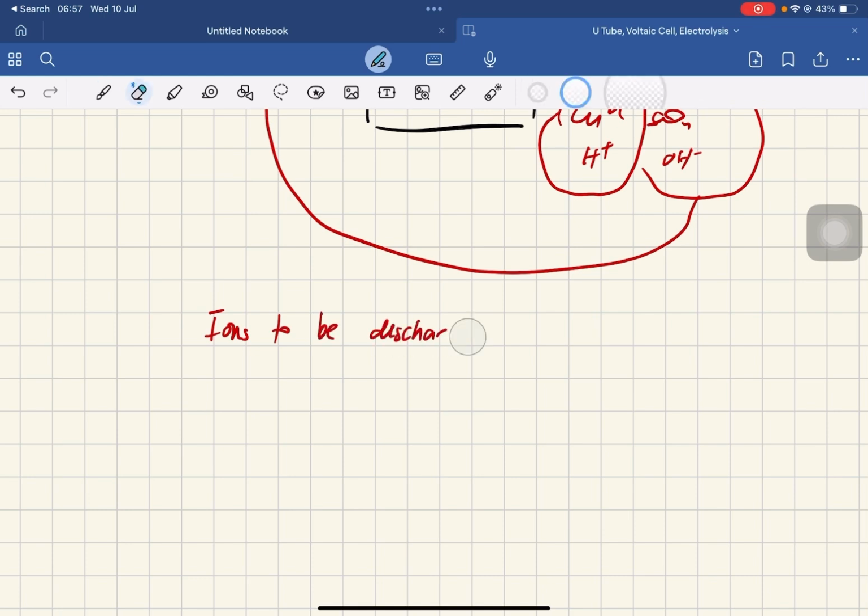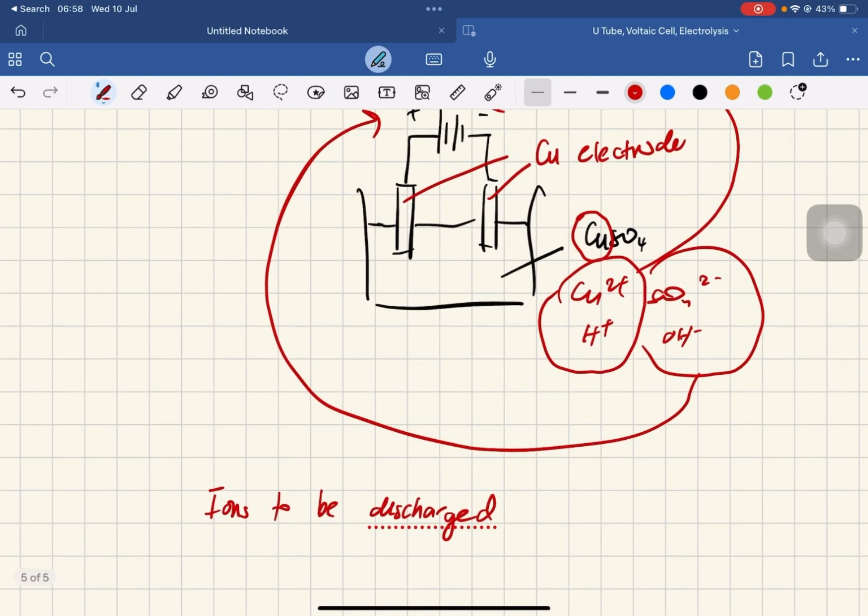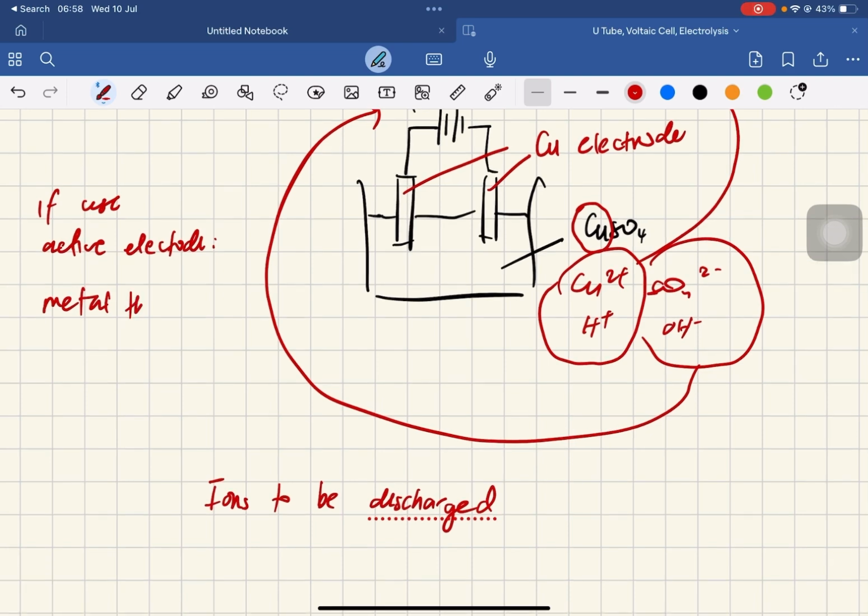Okay, for this please focus because this is a bit different from usual. Okay, so now kalau kita pakai active electrode, then apa yang akan di discharge? Okay, metal yang kita guna, metal that is used is going to be discharged. Macam pelik je my English.